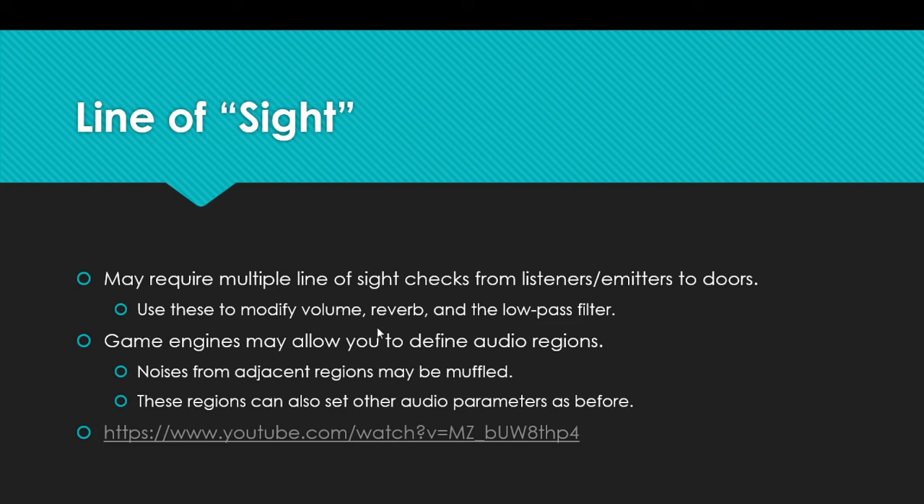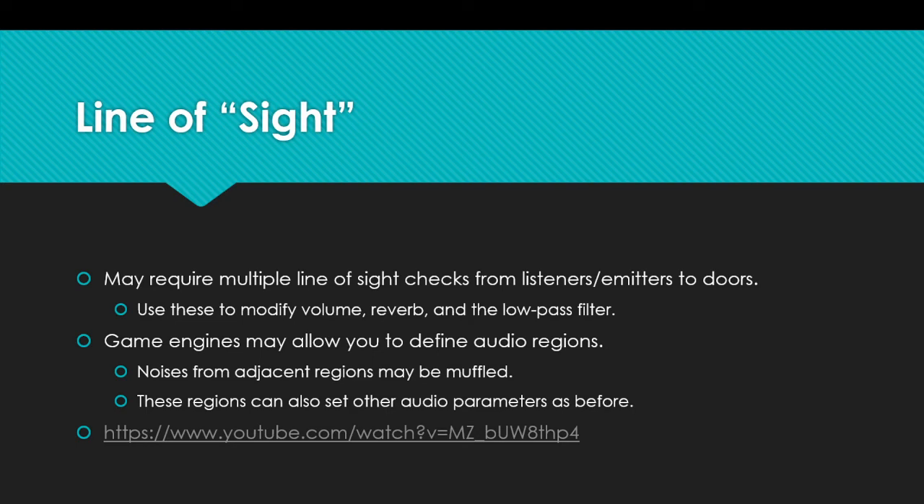This video is doing something like that, where if there's a wall in the way, it'll look for the doors and it'll see if it can get line of sight to the door and then to the emitter, and then it'll use that to modify the volume, the reverb and the low pass filter. So when you move outside you'll get a different level of reverb, and if you're listening to it bouncing off walls and so on, they'll run the low pass filter and you won't have as much high end frequency.